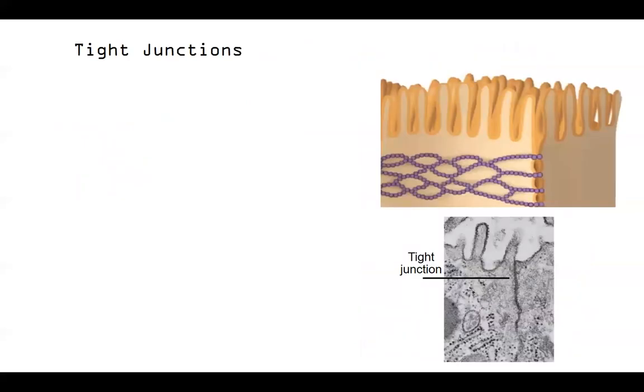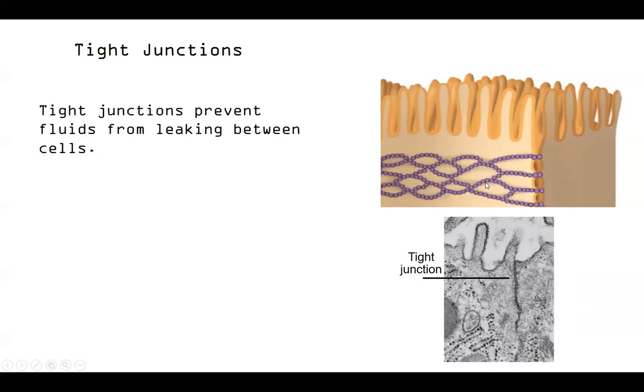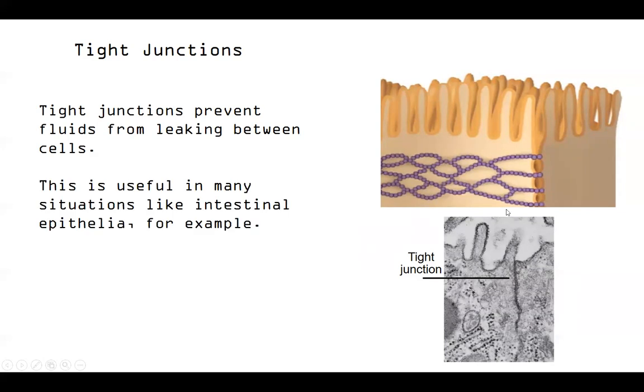Tight junctions, as the name suggests, form a really tight seal between cells. What we're actually looking at here is the junction between two cells, and you can see they're almost like sewn together with these proteins. So it's composed of proteins. The main purpose of this is to prevent fluids from leaking into the space between cells. You can see how tightly these cells are woven together. If you think about liquid being up here in the space, you wouldn't want it to leak between cells. So this is useful in many situations.